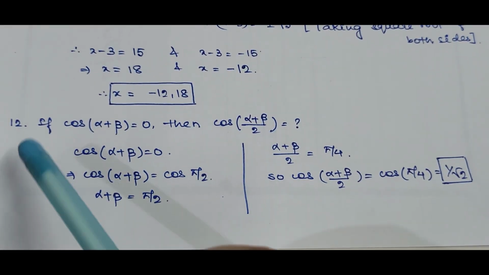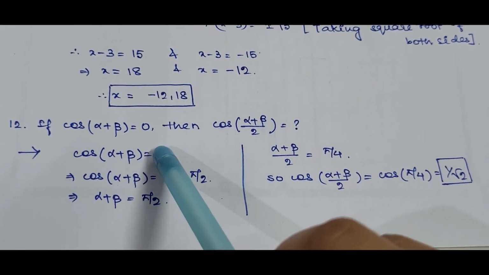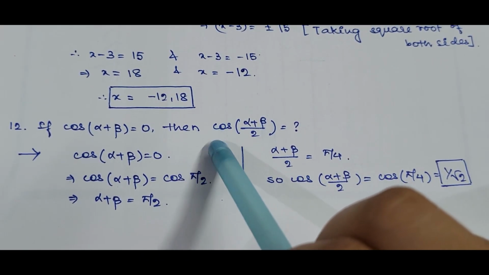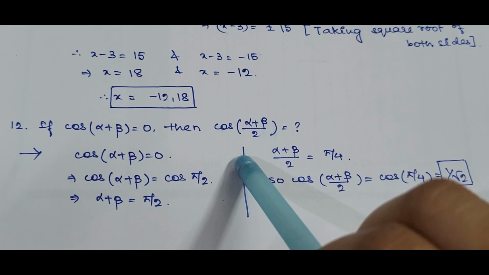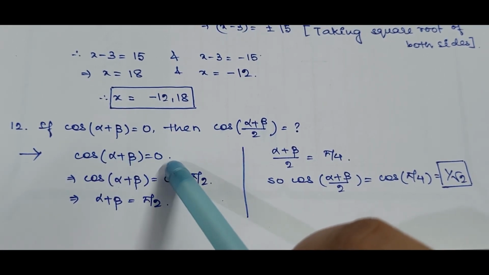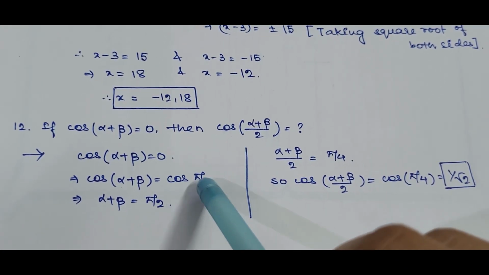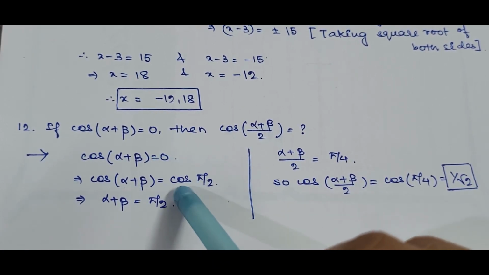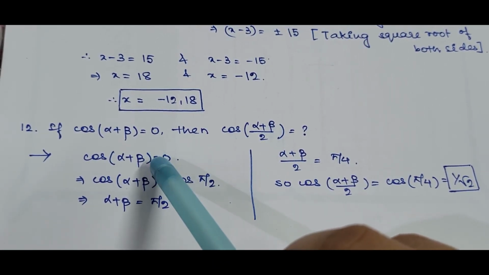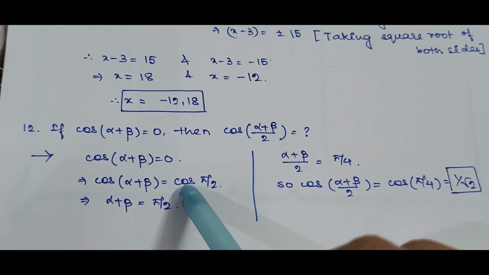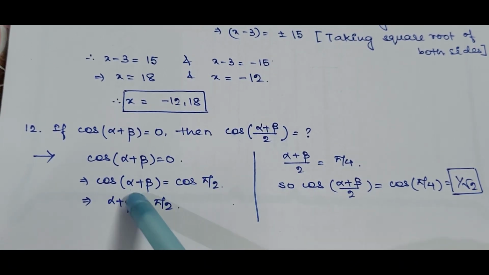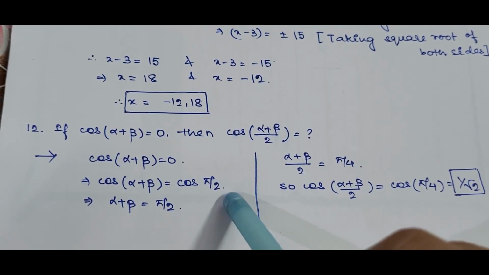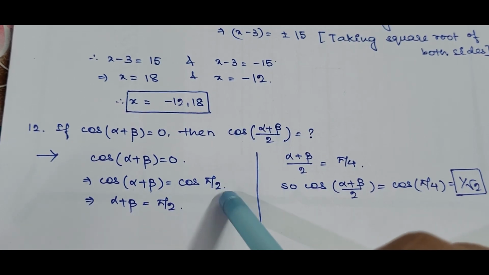Question 12. It says that if cos (alpha plus beta) is equal to 0, then we need to find the value of cos (alpha plus beta) by 2. Now cos (alpha plus beta) is equal to 0. Now cos pi by 2, which is cos 90, can also be written as 0 because the value of cos 90 is 0. So 0, we are writing it as cos 90. So cos (alpha plus beta) is equal to cos 90. So the angles must be equal.